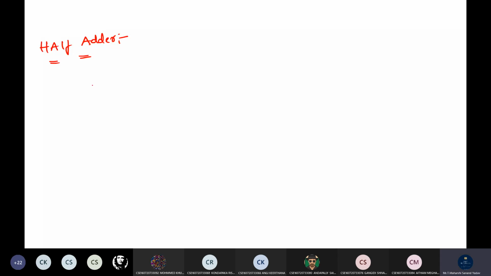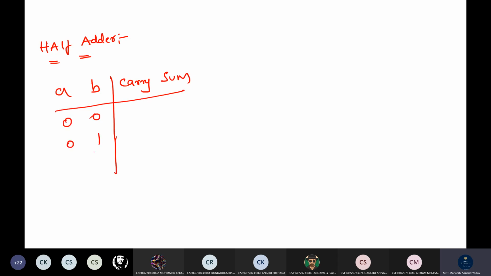What is the truth table? What is the K map? And how many outputs will be there? 2 outputs, sum and carry. So two inputs are A and B, and outputs are nothing but sum and carry, or else write carry and sum, anything is okay. So if two unknowns are there, we'll get four different combinations, that is 0 0, 0 1, 1 0, and 1 1.